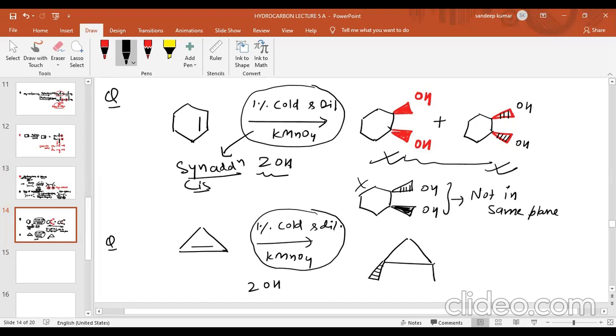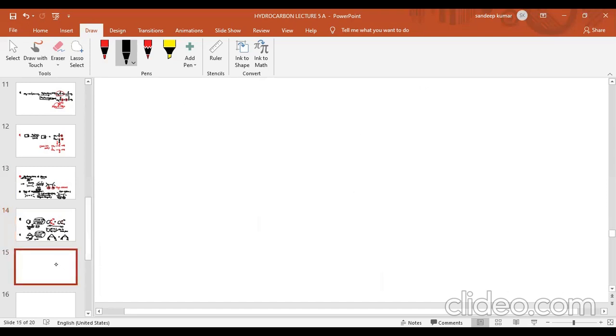position, or on the wedge position. It means solid position. So these are the possibilities of product obtained, OH and OH. So always remember, because this reagent follows syn addition reaction. Now see another chemical property.